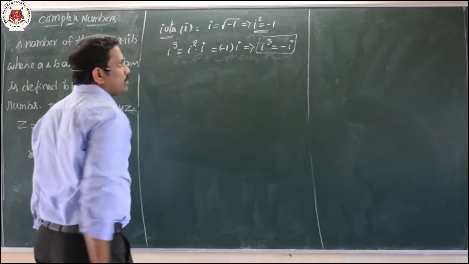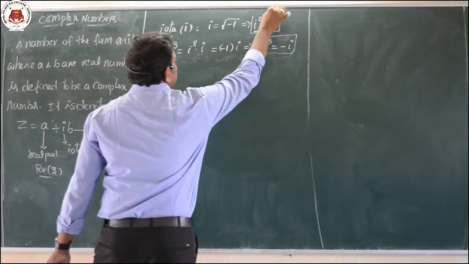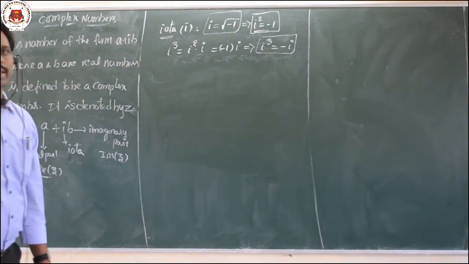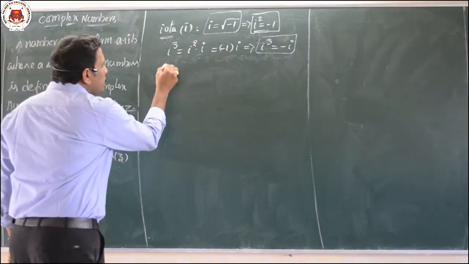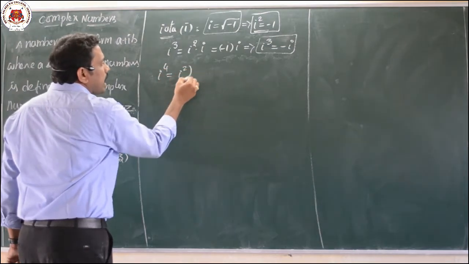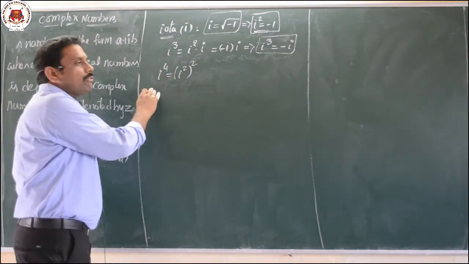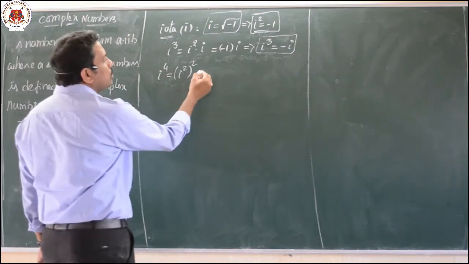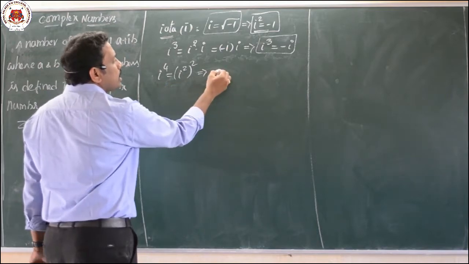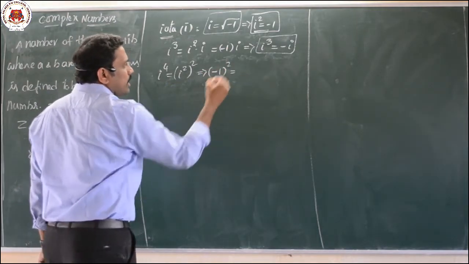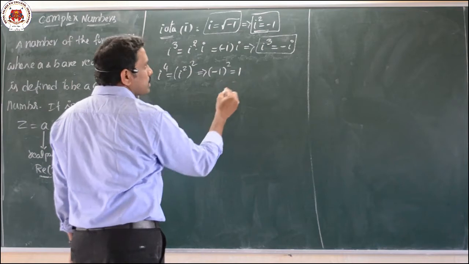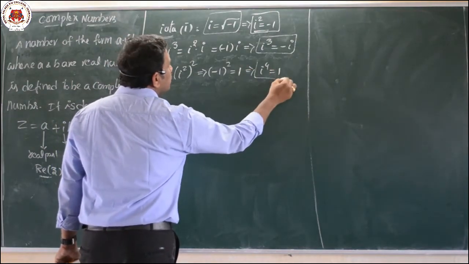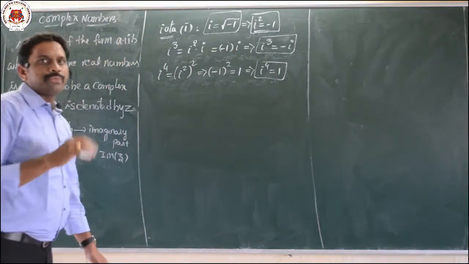So i cube value is minus i, since i square value is minus 1, and i value is equal to square root of minus 1. Suppose i power 4 is there. i power 4 means we can write i square whole square. Whatever value is given, convert it into i square. Then it is easy to solve. So i square value is minus 1, and minus 1 square is nothing but plus 1. So from this also we can write i to the power of 4 equal to plus 1.